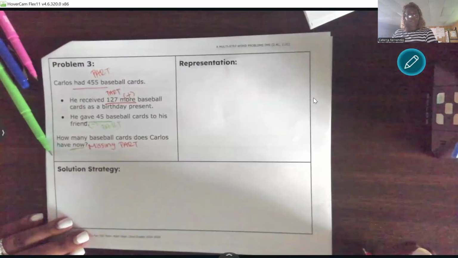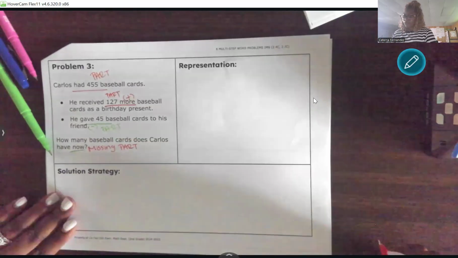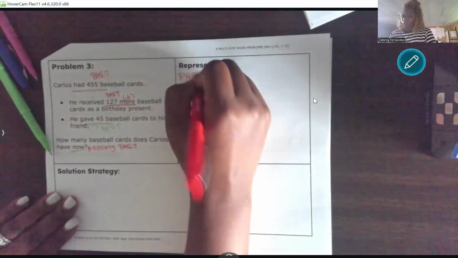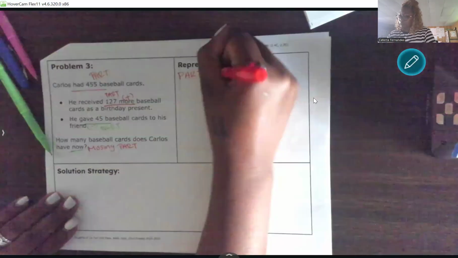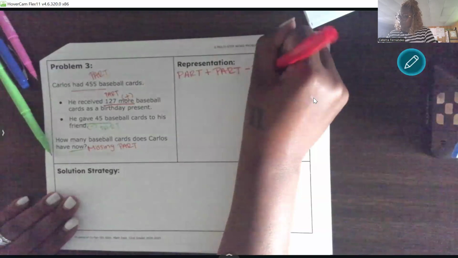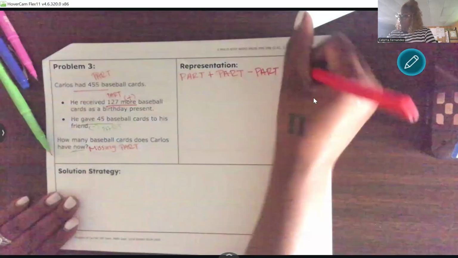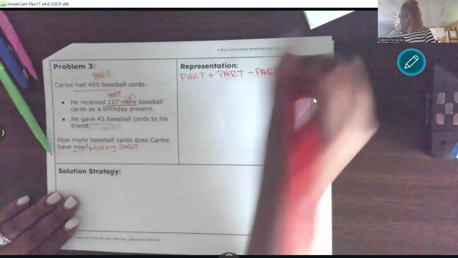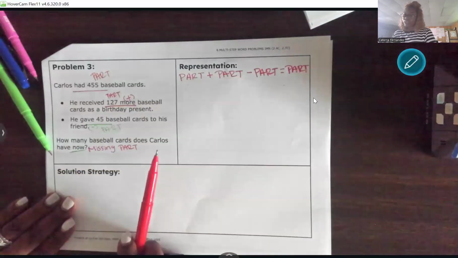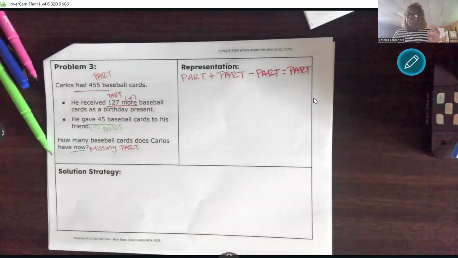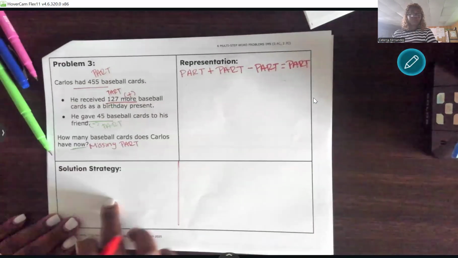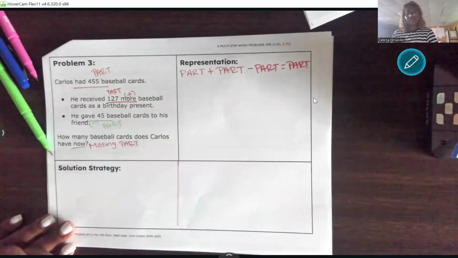All right. Now I'm going to help you build your number sentence, and then we're going to move on to the next problem. Now, we know part plus part minus part will equal part. Now I want you to put the numbers right underneath for your number sentence. Do your strip diagram and do your number line representation. Split your paper into 2. Step 1, step 2, and see if you get the answer, okay?